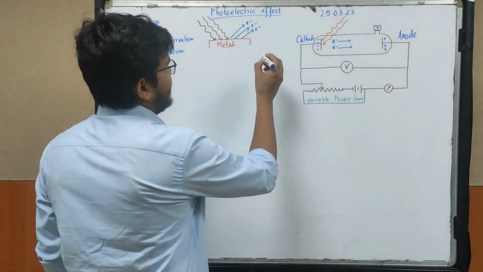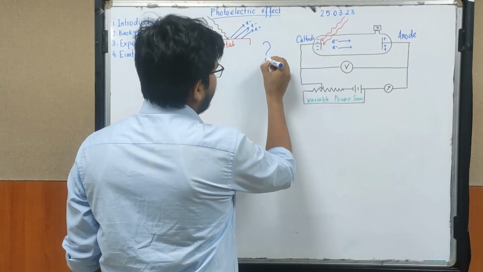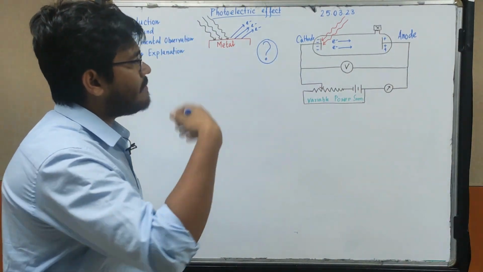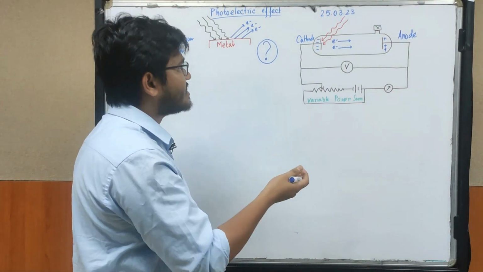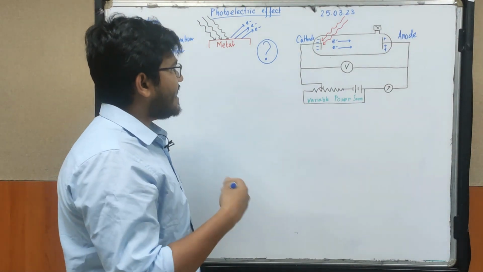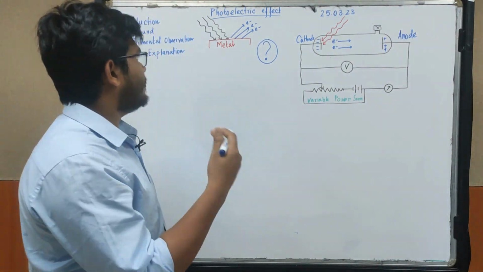So the question is why? Why did the wave theory of light fail to explain this phenomenon? It is the same light, the same electromagnetic radiation, yet this phenomenon is happening. So we will explain this in this video.